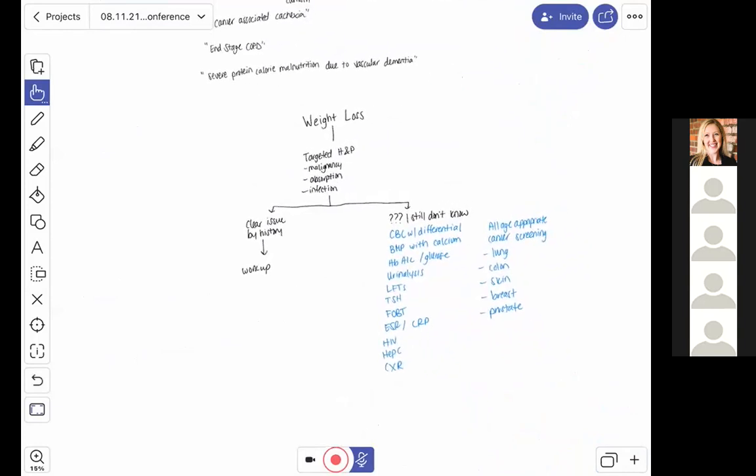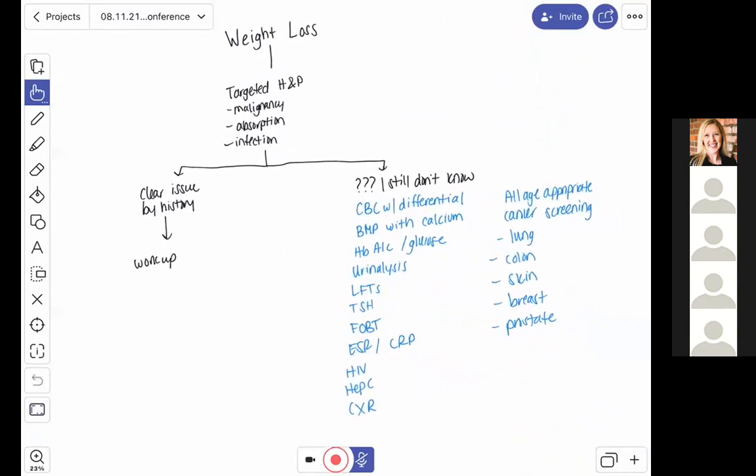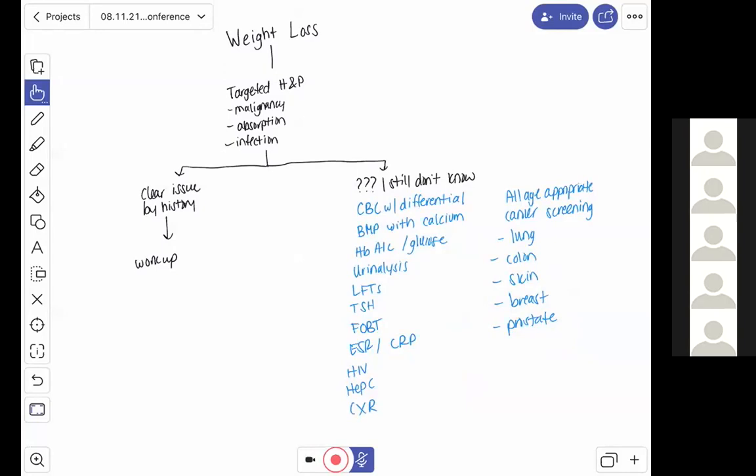And if you guys haven't seen, there's a pretty good schematic for a weight loss workup. So if you have someone come in and you take your targeted history and physical, they have no evidence of a malignancy, no history of an absorption issue, or no evidence of infection, and you're like, I still don't know what's causing their weight loss, I would encourage you to think about sending off some of these labs that are listed. So CBCs can help you with hematologic malignancies or hematologic issues. Obviously, your BNP, calcium, LFTs can talk about liver, kidney issues.